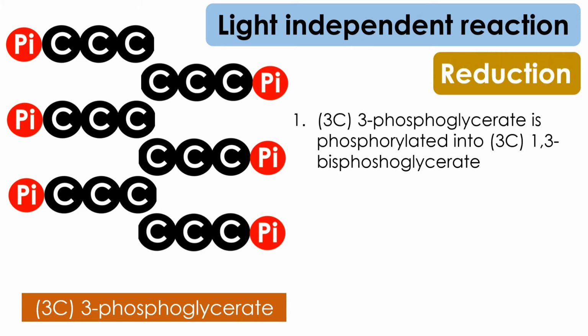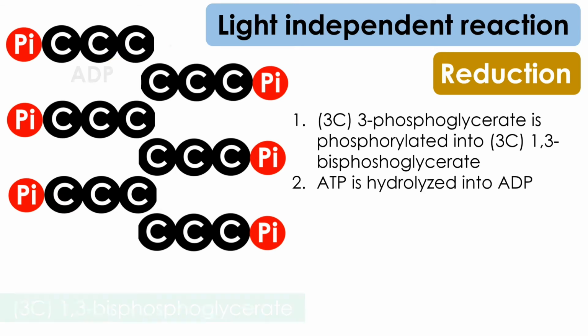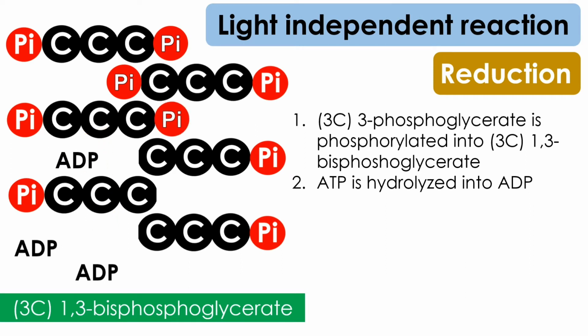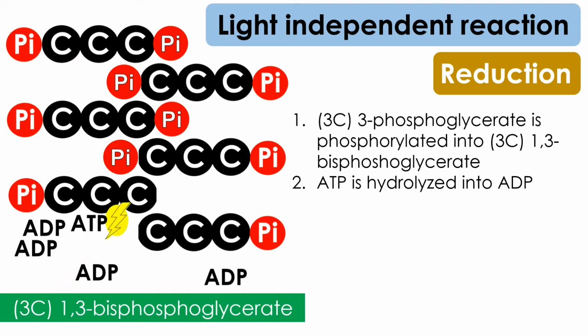During reduction, each 3-phosphoglycerate will undergo phosphorylation to become 1,3-bisphosphoglycerate. Since there were 6 molecules of 3-phosphoglycerate, a total of 6 ATP is required to phosphorylate 3-phosphoglycerate into 1,3-bisphosphoglycerate. During this process, ATP will hydrolyze into ADP.